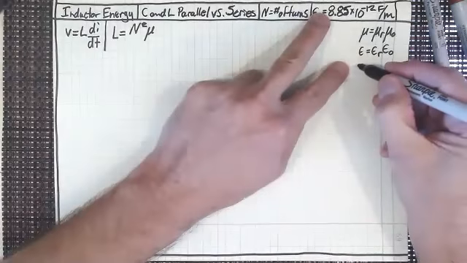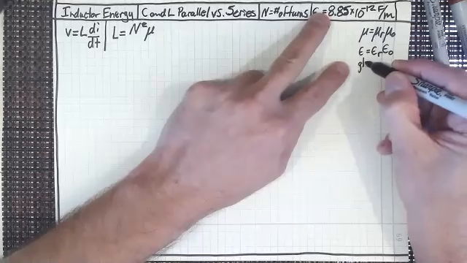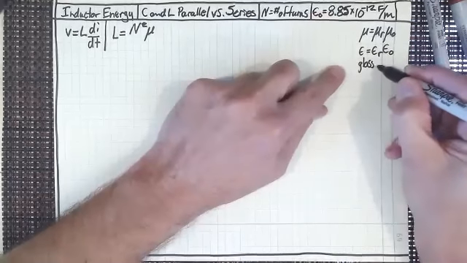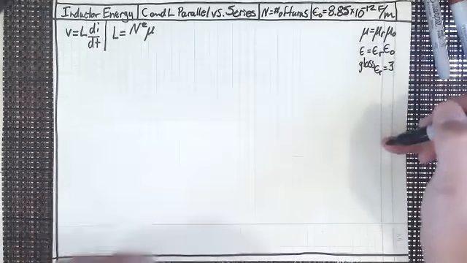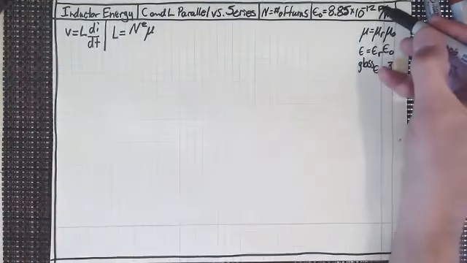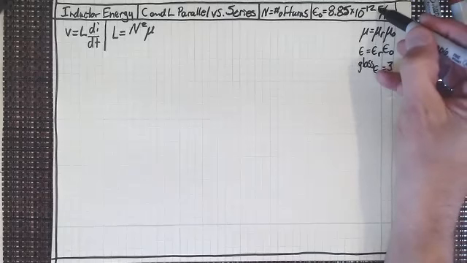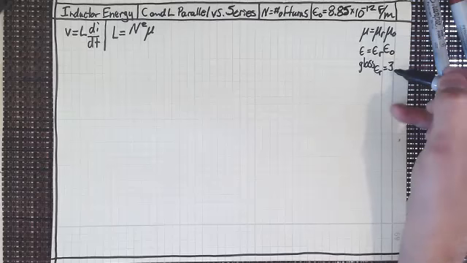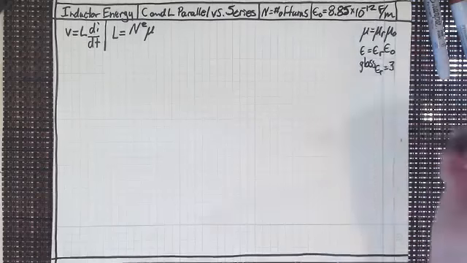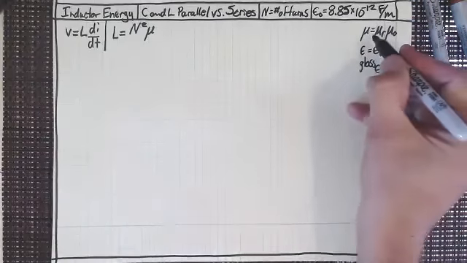So for instance, glass has a relative permittivity of 3. There's no units. This has farads per meter. This has no units. All this is really saying is that the permittivity of glass is 3 times the permittivity of outer space. Does everyone see that?